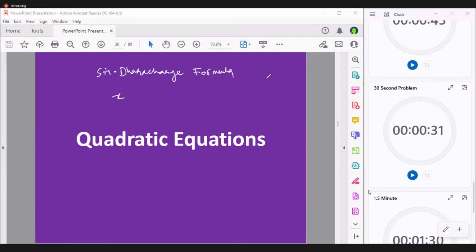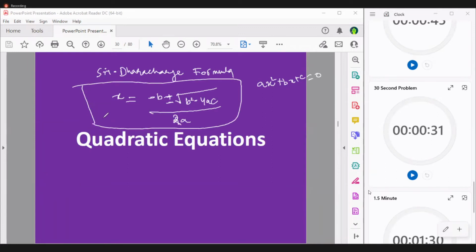So the value of x in a quadratic equation ax square plus bx plus c equals 0 can be determined by minus b plus minus under root b square minus 4ac, over 2a. Okay, this is the formula for your roots.